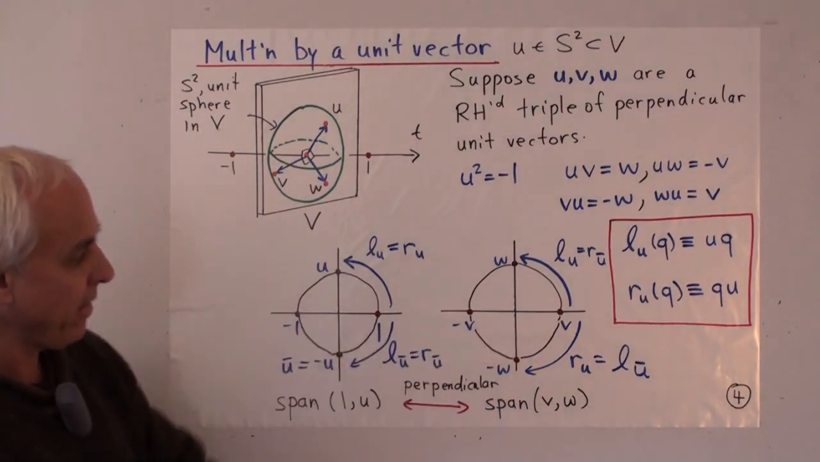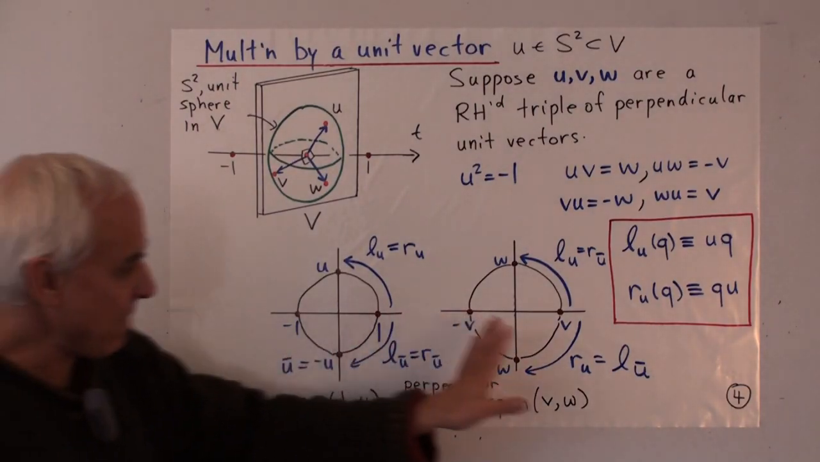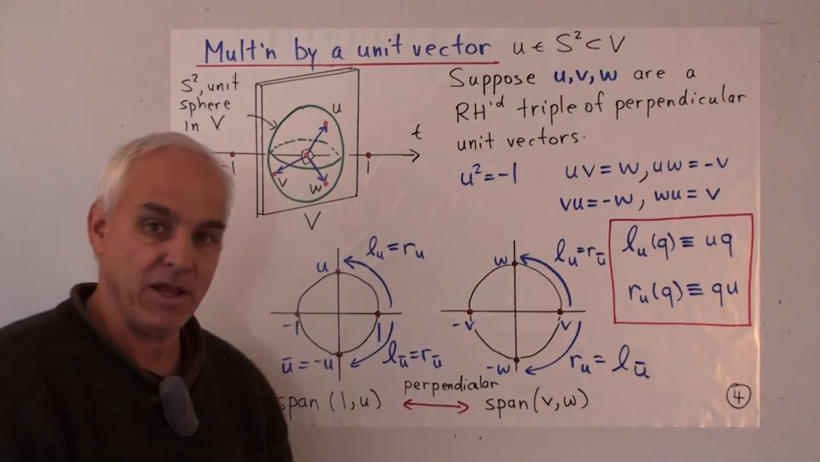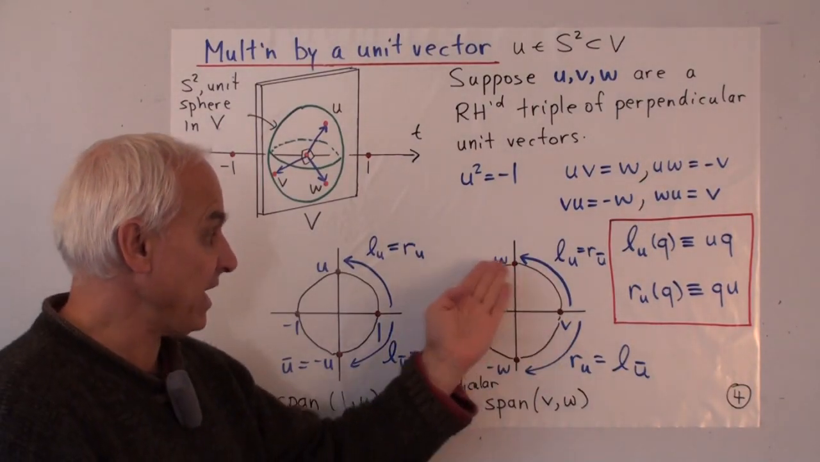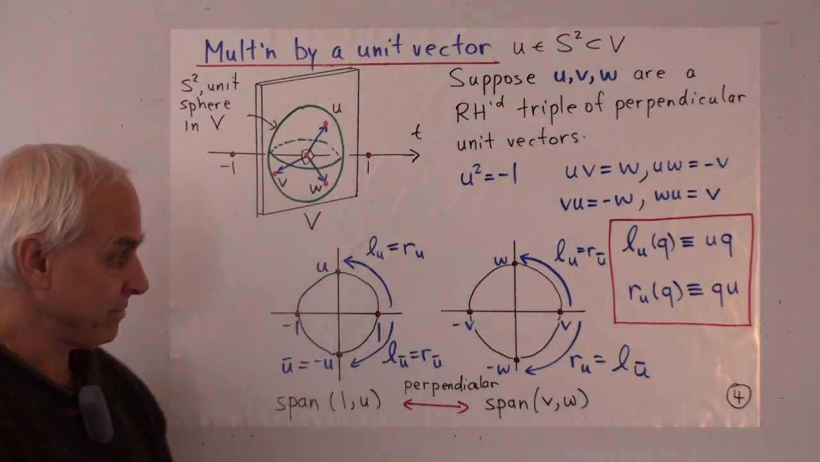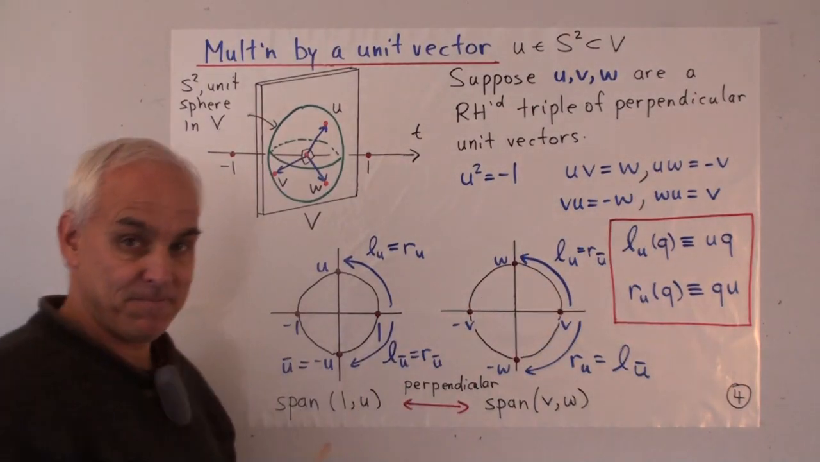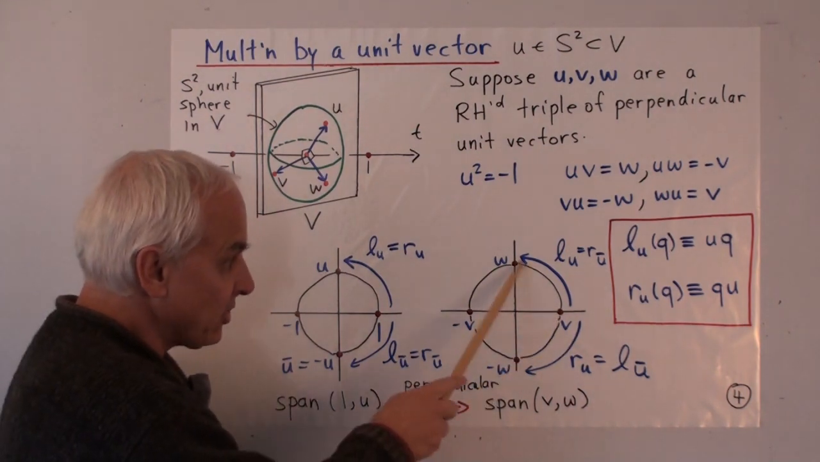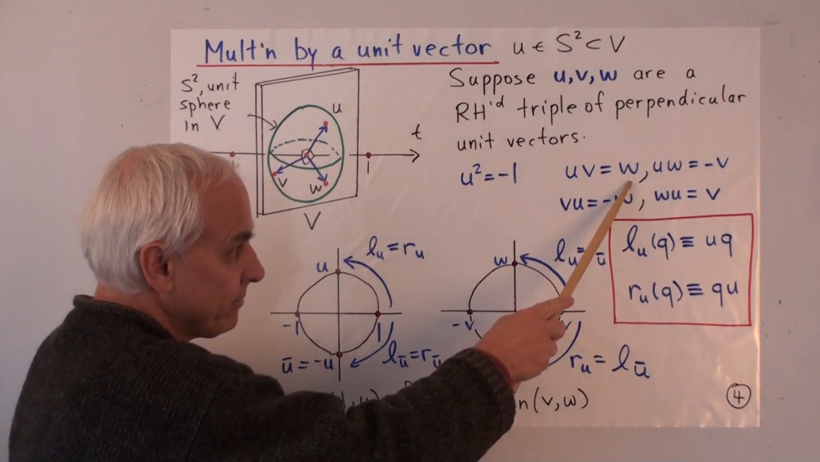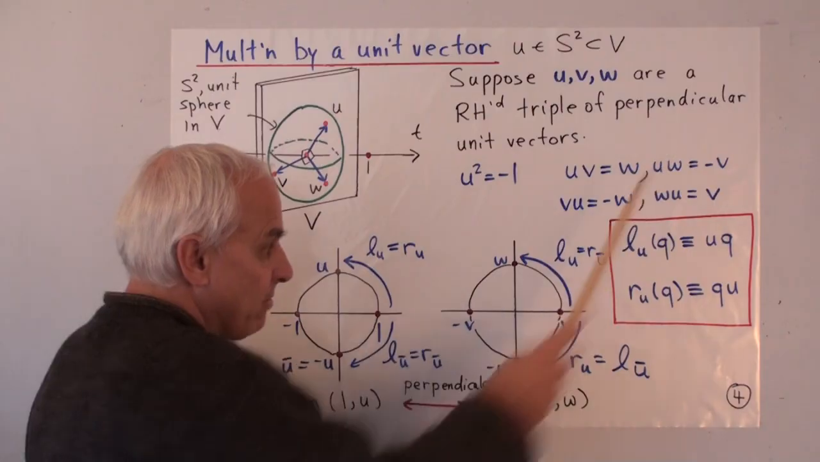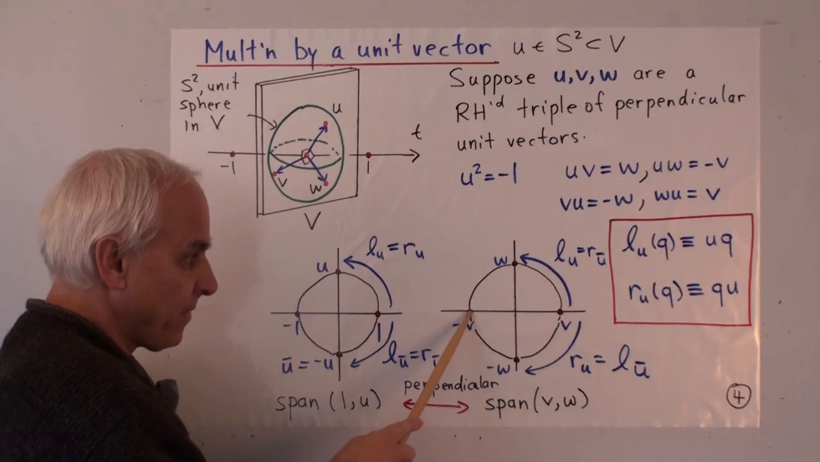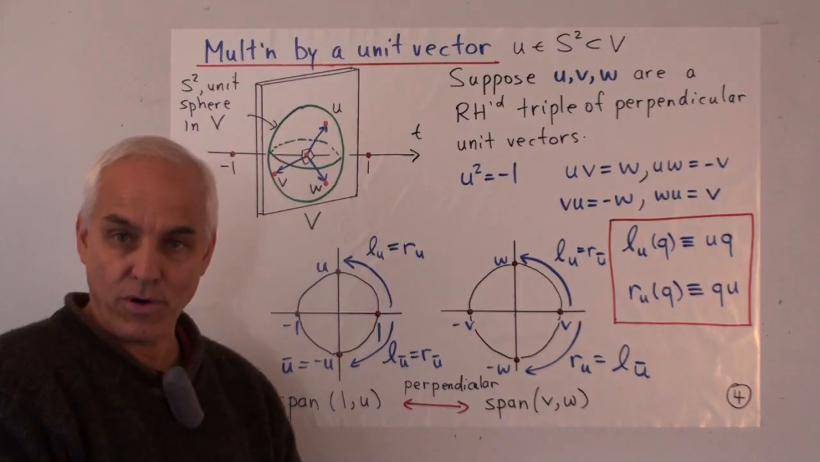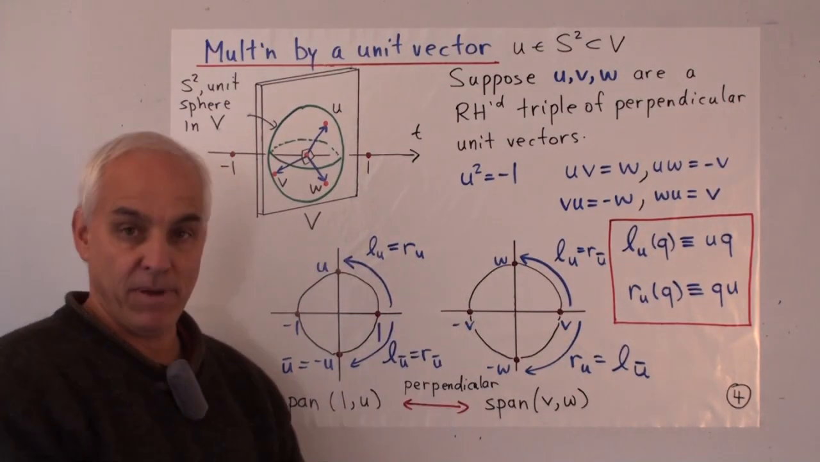And over here, we're going to look at the same story, but now in this transversal plane. What does multiplying by u do to the space v and w span? Well, these formulas tell us. If we left multiply by u, then v is sent to w, and w is sent to minus v. So in fact, left multiplying by u is also a quarter turn in the vw plane.